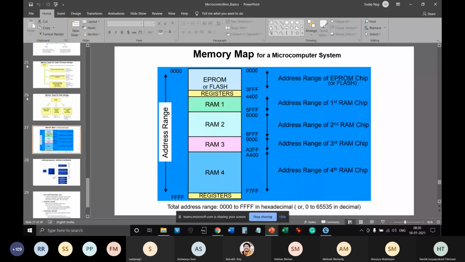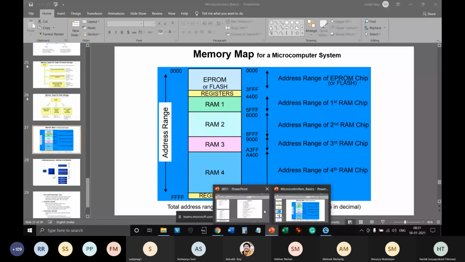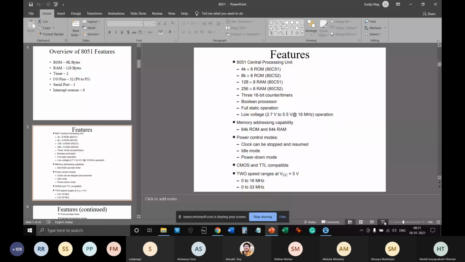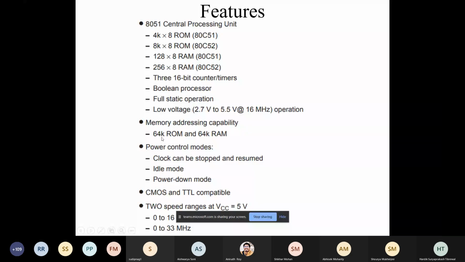So you can think of this address range for 8051, where let's say the first 4 kilobyte is for the flash memory, and then there are other memories like RAM or internal registers. Similarly here, we are trying to say the same thing, that 64 kilobytes of RAM, ROM, and other memories can be combined together. So that's the maximum addressing range or maximum addressing capability of the microcontroller.